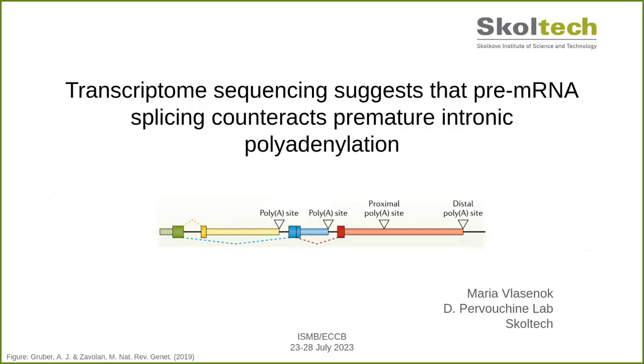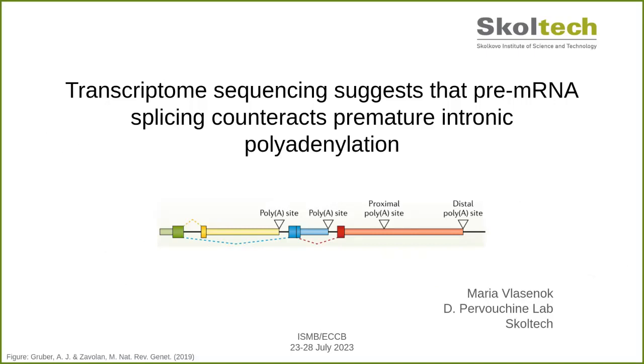Today, I want to tell you about my work on interplay between cleavage and polyadenylation and splicing. It suggests that splicing can counteract premature cleavage and polyadenylation in introns. The majority of transcripts generated by polymerase II are cleaved and polyadenylated. At least half of human genes undergo alternative polyadenylation.